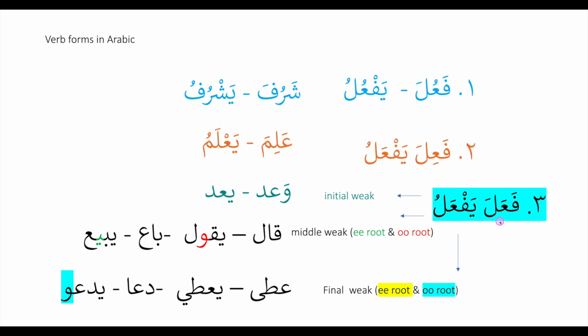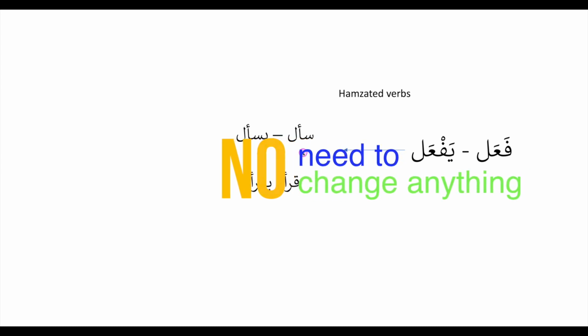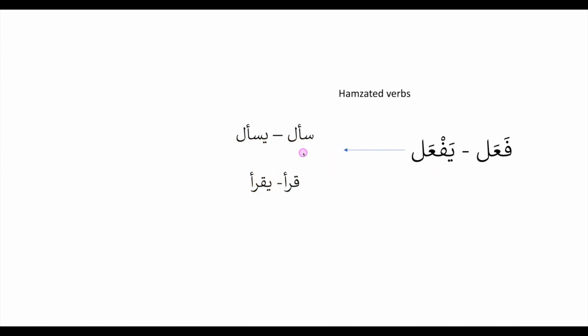The third form has two more irregular verbs. The first one we call hamzated verbs. The clue is within the title, meaning it has a hamza within the verb. Sa'al, yis'al, qara, yaqra. And here there's absolutely no issue. Obviously in modern Arabic, it has got some grammatical cases related to this. However, in dialect, you should not worry at all because you could go ahead and conjugate it as normal without any issues.